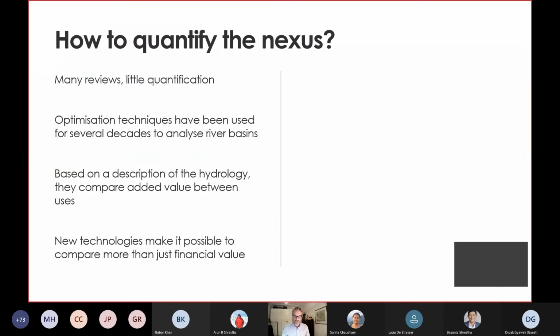Well, if you go into the literature, you will see many review papers describing what is the nexus, how we should apply it, but there's actually little quantification. It's not that we don't have the techniques. We have life cycle analysis tools for product type analysis. We have input-output tables for more economic analysis.